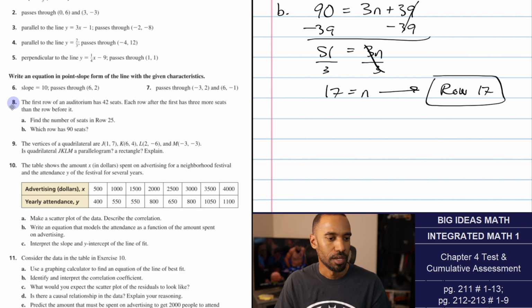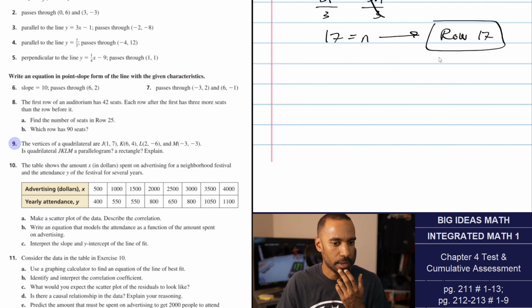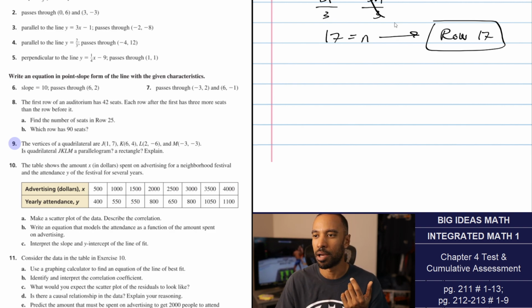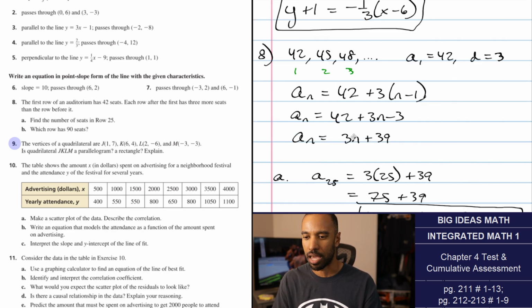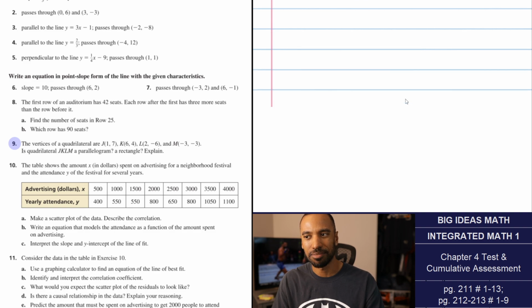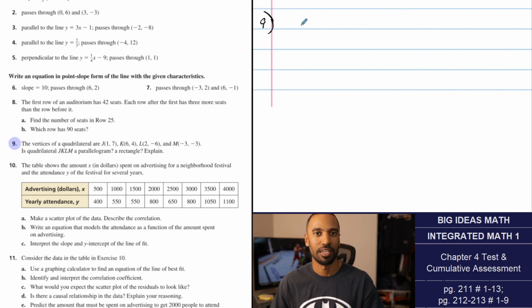Number 9. The vertices of a quadrilateral, what section is this? J, K, L, M, this is the parallel perpendicular section. So let me get a graph out of this. It's not required. In fact, let's not do the graph. I think it's a little bit better that we're calculating them. So let me write these out.